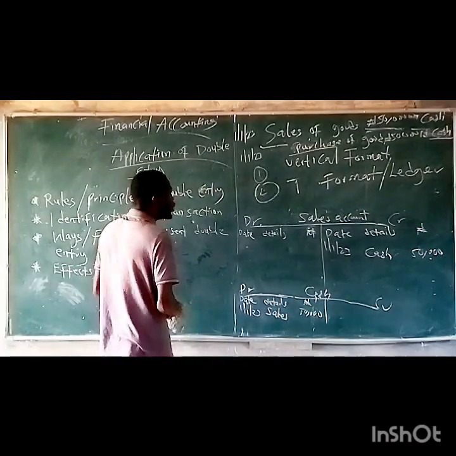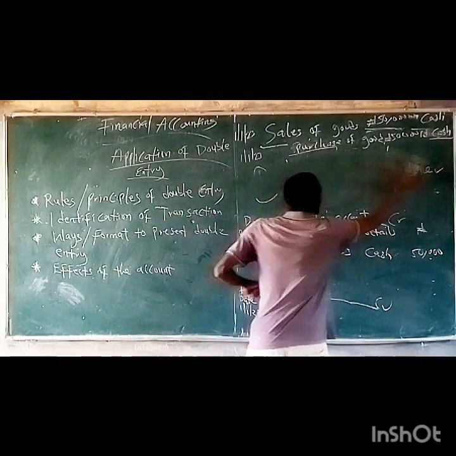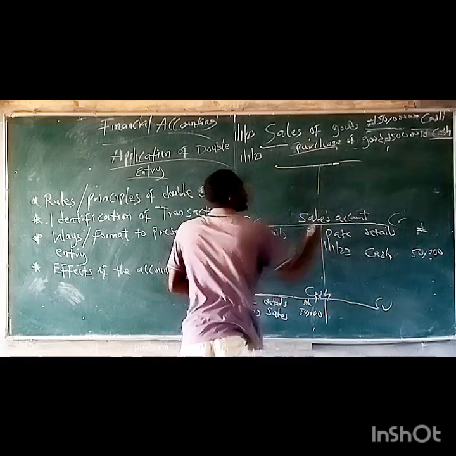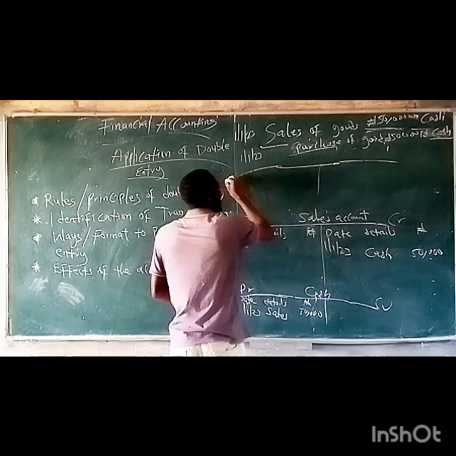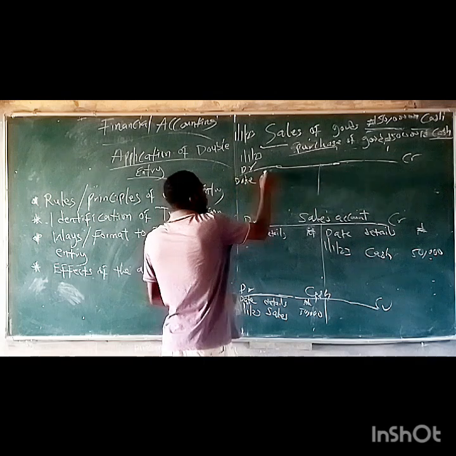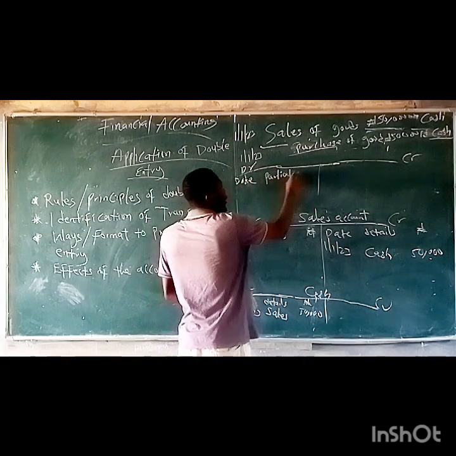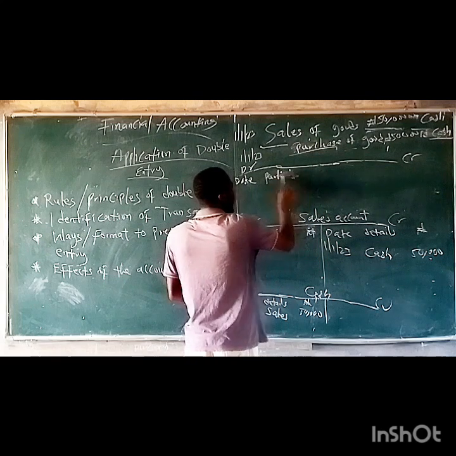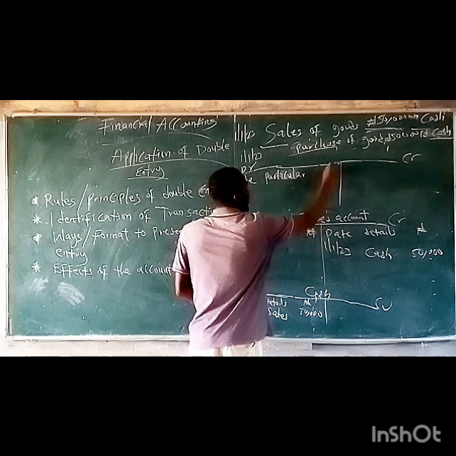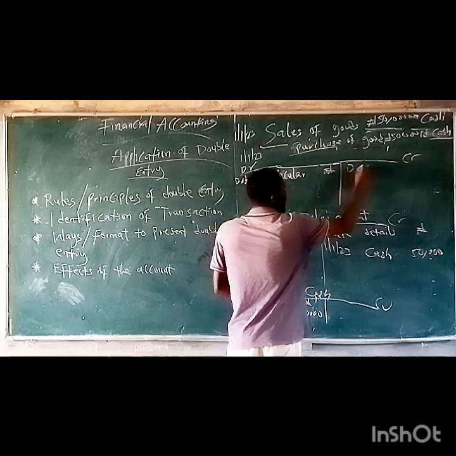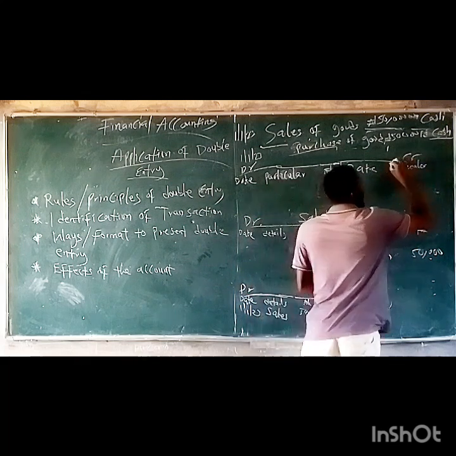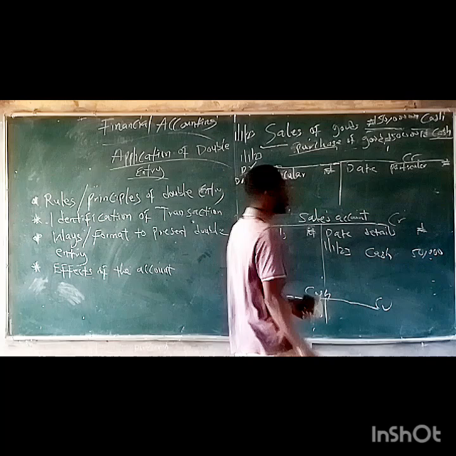So that is why we are going to prepare the purchase account, because we are going to prepare our purchase account. Where we have debit, then we have the credit, then the date, the particulars, then the currency sign, and likewise the same thing here, date, particulars, and the currency sign.